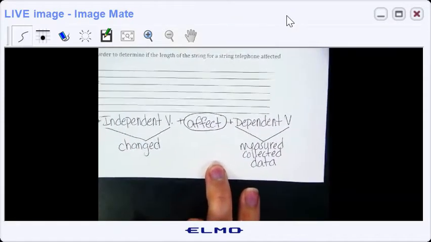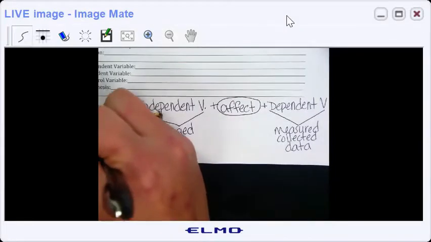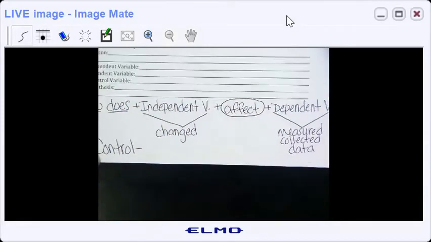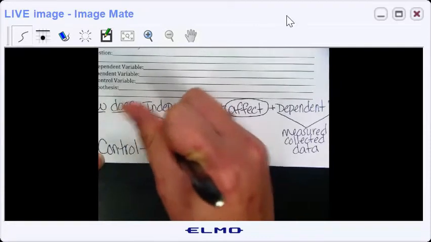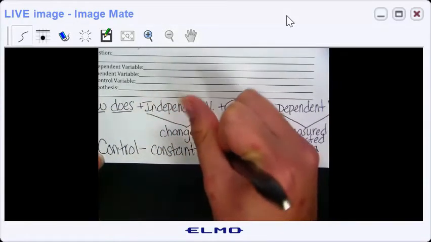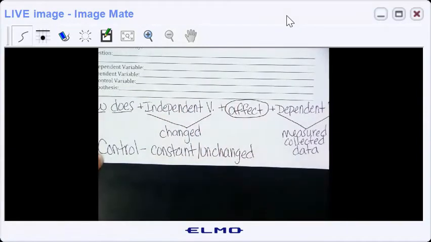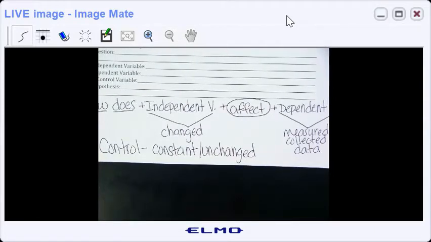And then just to remember, what is a control again? Controls remain the same or are constant. So these are the things you're going to need to remember in order to do this activity. We will go through the first one kind of together. I know we are not in person, but I'll do the best that we can.